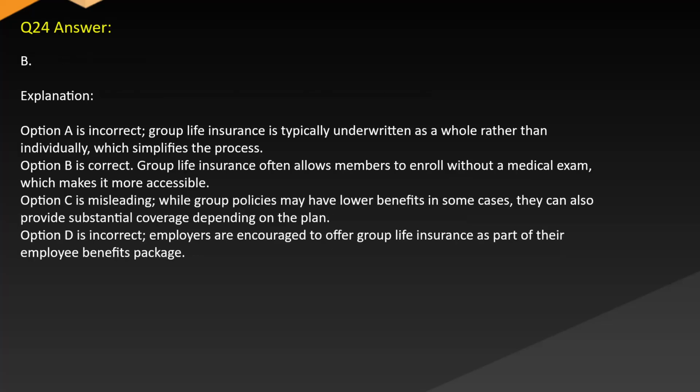Answer B. Explanation. Option A is incorrect. A group life insurance policy is typically underwritten as a whole rather than individually, which simplifies the process. Option B is correct. Group life insurance often allows members to enroll without a medical exam, which makes it more accessible. Option C is misleading. While group policies may have low benefits in some cases, they can also provide substantial coverage depending on the plan. Option D is incorrect. Employers are encouraged to offer group life insurance as part of their employee benefits package.